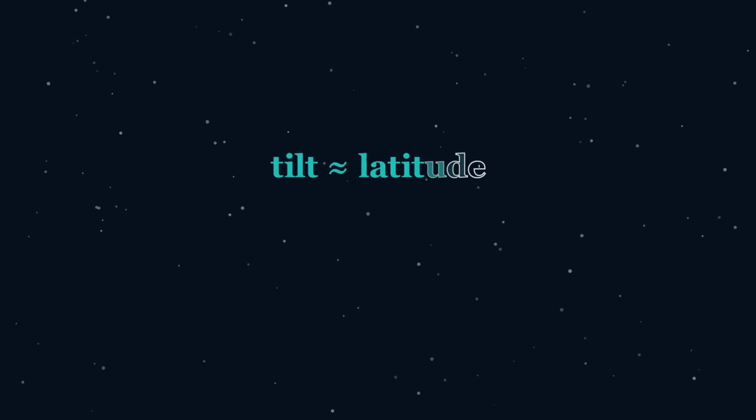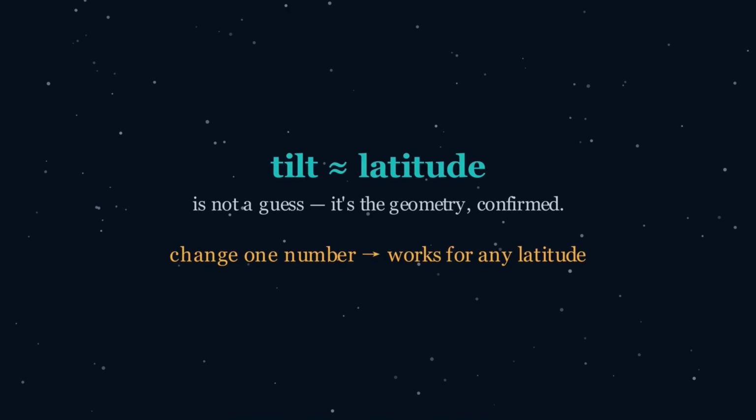So there it is. We started from the geometry of Earth's orbit, built it up in Python step by step, and proved that the simple latitude rule really does get you essentially the perfect tilt. And the best part, change one number, your latitude, and this same code gives the optimal tilt anywhere on Earth. The full script is linked in the description, so you can run it for your own location.